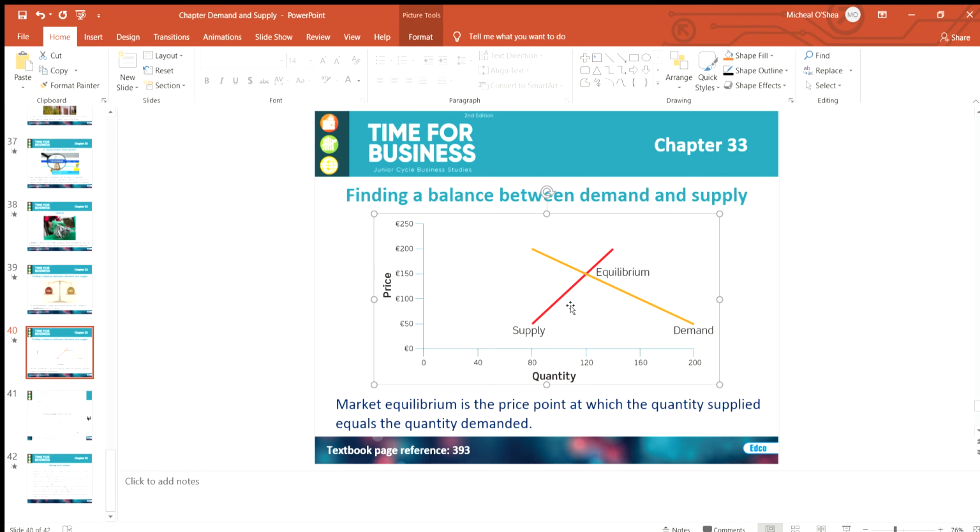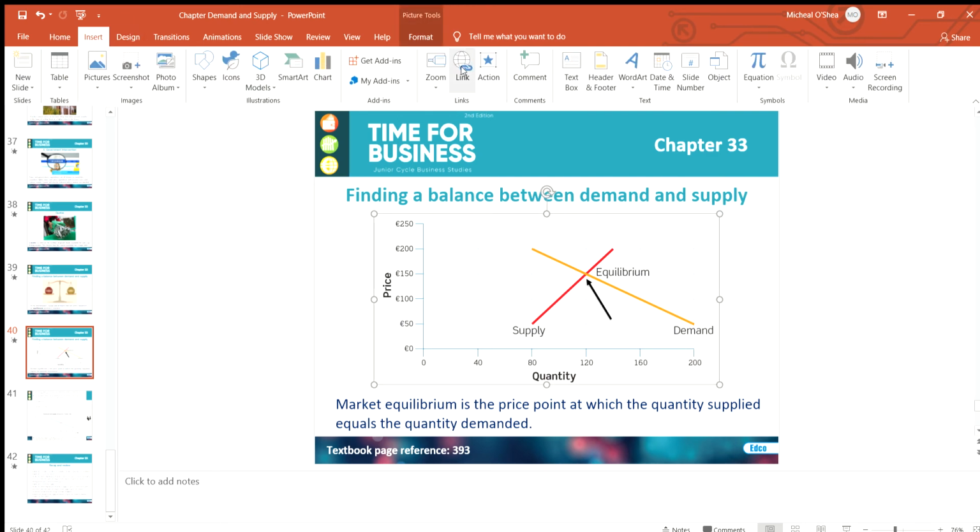When you're taking this down, again, if you want, you can pause this and take the slide down, or you can take it down after. This point is going to be called your market equilibrium. So I'm just going to include a text box here.